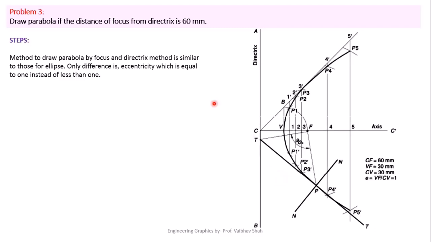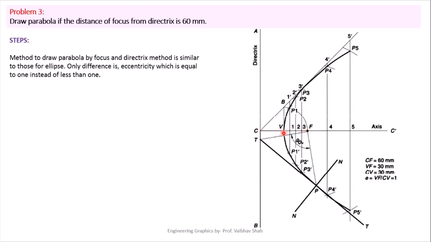So let us start once again. Draw parabola if the distance of the focus from directrix is 60 mm. Here we must first draw the directrix. So this is your vertical line directrix AB, and after that we will draw one horizontal line CC dash, which is the axis of the parabola. After drawing this line, we have to indicate the dimension of 60 mm, which is the distance of directrix to the focus. So from point C to F must be your 60 mm. And after that, to locate our vertex point V, we must find the midpoint of this line CF.